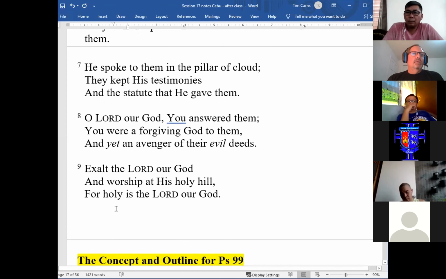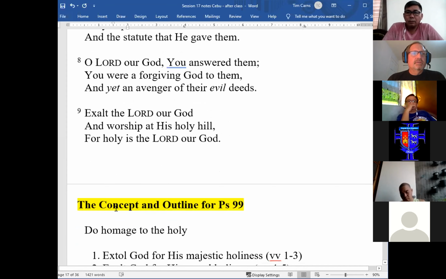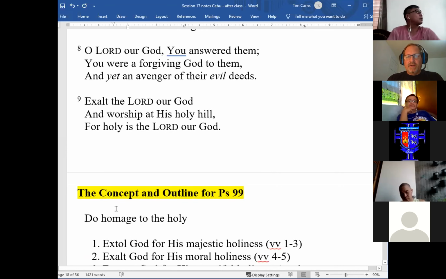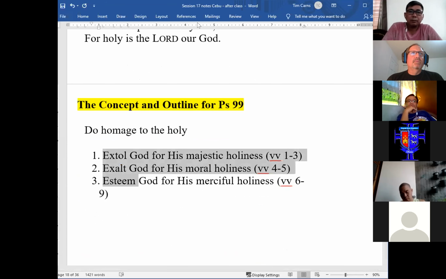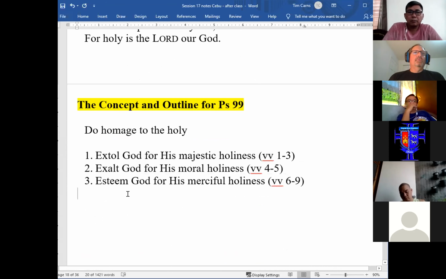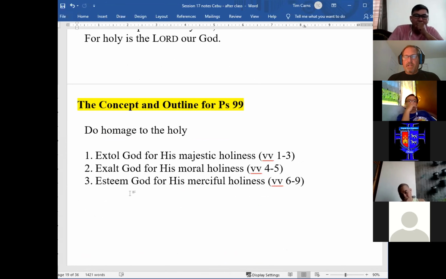Amen. Okay, and what we came up with before, this might seem like a long time ago now, but we did come up with a sermon concept and outline, which was essentially to do homage to the holy. And then we had these three outline points: extol God for his majestic holiness in the first stanza, exalt God for his moral holiness, and then esteem God for his merciful holiness.